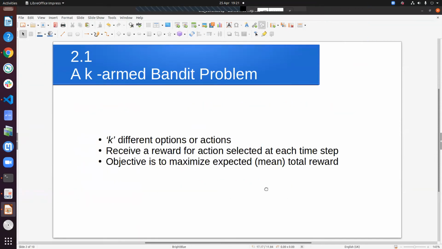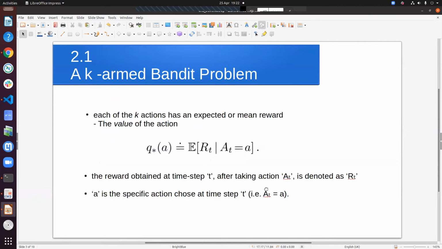Yeah, so that's just a summary of the problem. Basically, you've got k different choices. In that case, we had 5 different choices. The objective is to try and get the maximum reward over however many time steps you're running for. Each of the possible choices has a true mean value, which is the true mean of the underlying distribution. So it's just the expected reward.